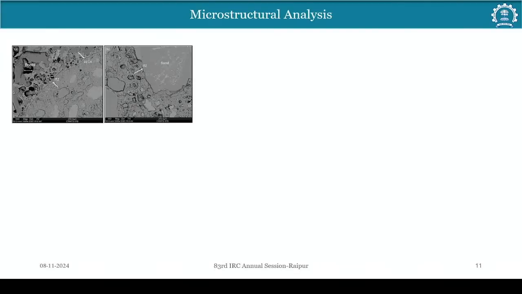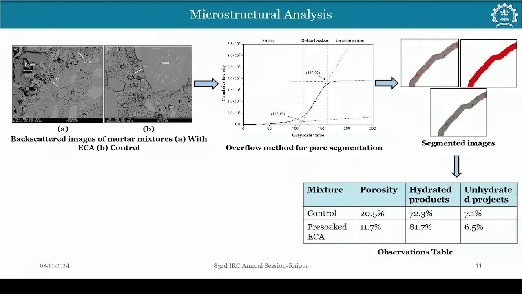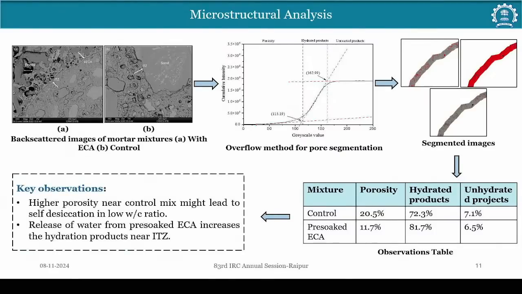Next, the microstructural study was conducted to see how the porosity near the lightweight aggregate behaves, whether the ITZ is becoming dense, or how it is affected. So we could see that the porosity decreased near our lightweight aggregate by 11.1%, whereas for the control it was 20%. This was due to additional CSH product forming due to the hydration.